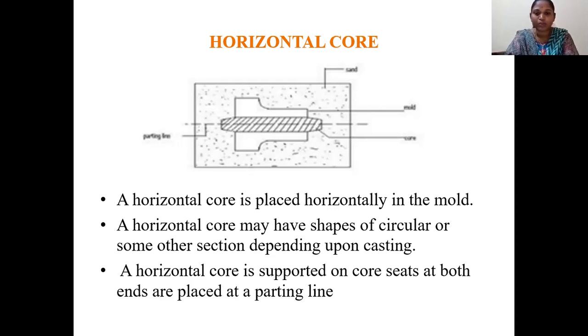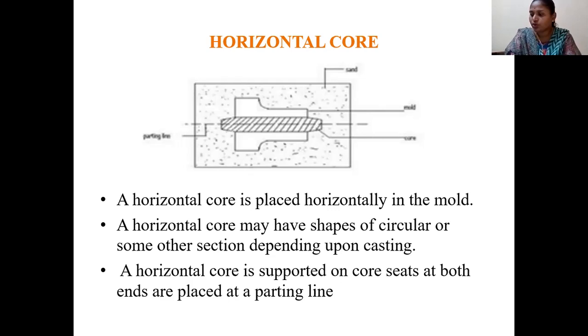A horizontal core is supported on core seats. Exactly, this core is supported by the core seats. You can see here the core seats, which are used to support the core in the mold cavity. The horizontal core is supported by core seats, and both the ends are placed at the parting line. You can see both the ends are placed at the parting line.